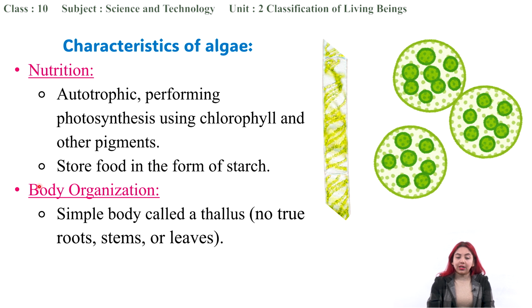Now the organization of their body is very simple. That is, it does not have any true root, stem or leaf. That type of body that does not have true root, stem or leaf is known as thallus. So the body of algae is also called a thallus because it does not have true root, stem or leaves.